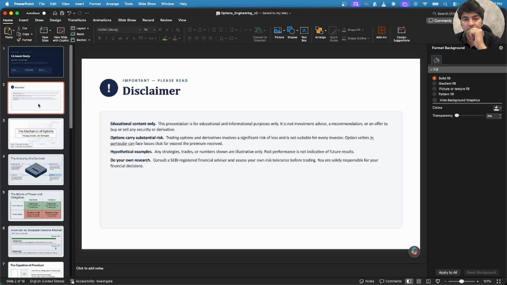Next is, do your own research. Before diving into any of these things, do your own research, consult a SEBI-registered financial advisor, or assess your own risk tolerance before you make any of these trading decisions.